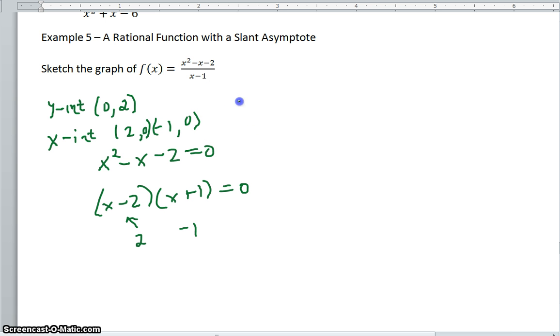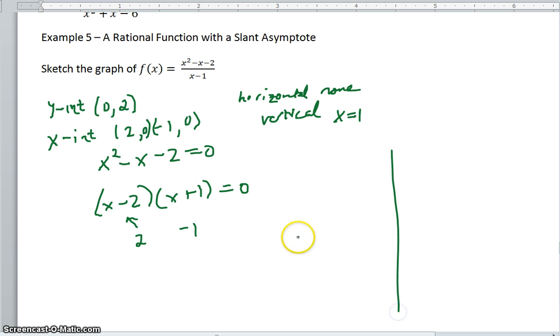Now, if we talk about horizontal asymptotes, we're talking about where the degree in the numerator is larger than the degree in the denominator. So there is none. The vertical asymptote is where the denominator is equal to 0, and that is when x is equal to 1. So that is a vertical asymptote.